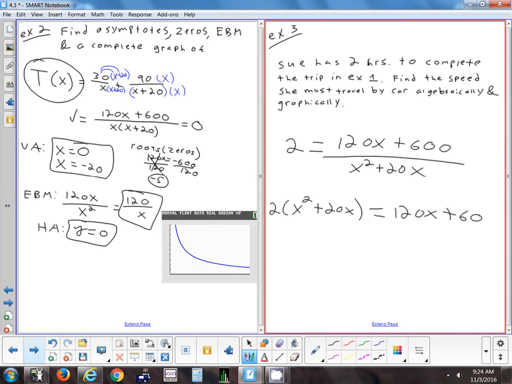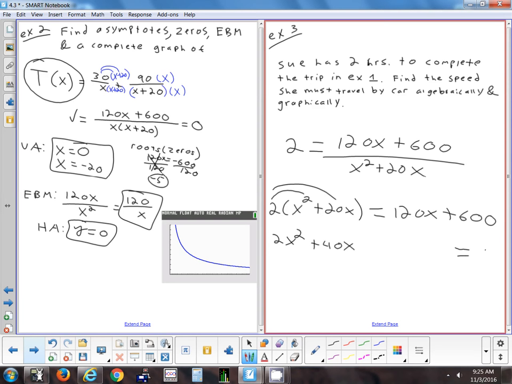Okay, next step, what would I do with the 2? Yeah, I'm going to distribute it. So I get 2x squared plus 40x. And we can see the highest exponent is a 2. What kind of equation is that? It's quadratic. And when we solve a quadratic, we always want to get it equal to what number? 0.